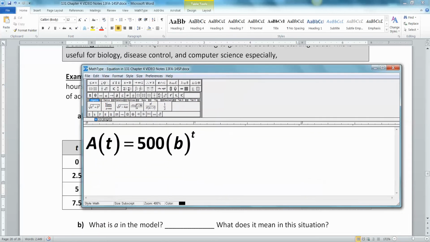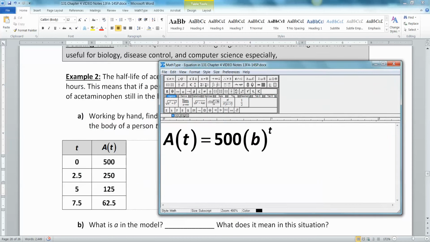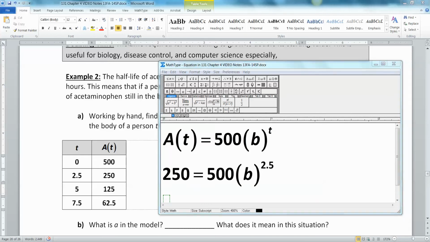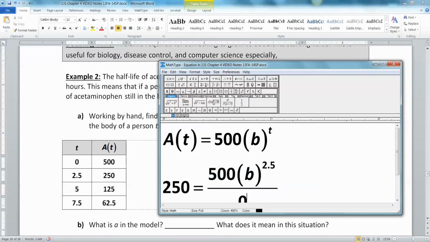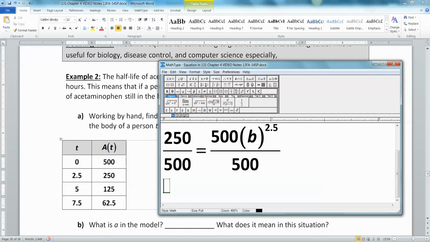Okay, but we do have other points, right? So we have points that we could use to figure this out. For example, we know that the amount will be 250 in 2.5 hours, right? Because we'll be cut in half in 2.5 hours, and half of 500 is 250. All right, so I will need to get rid of the 2.5. So then, how would I do that? Well, first I'm going to get rid of the 500, I should say. So let's divide by 500. If I'm going to do it to the left, I'm going to do it to the right. So divide by 500 over here, and you're going to get 0.5, because 250 is half of 500, equals B to the 2.5. I really don't need the B in parentheses anymore.